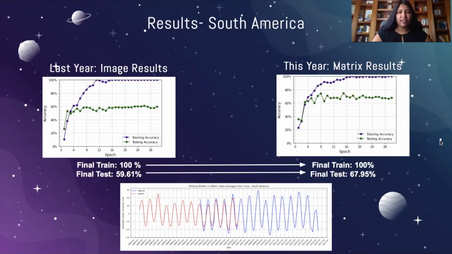After conducting all of our experiments, these are our results. Starting with South America, both the images and matrices reached a training accuracy of 100%, although the matrices test reached a higher testing accuracy than that of the image test by about 8%. South America has such a high training accuracy because it has such a large signal, and because the AOHIS data is very similar to the GRACE data for this region. This can be seen on the plot at the bottom of the screen, where the blue line representing the GRACE data and the red line representing the AOHIS data lie almost on top of each other.